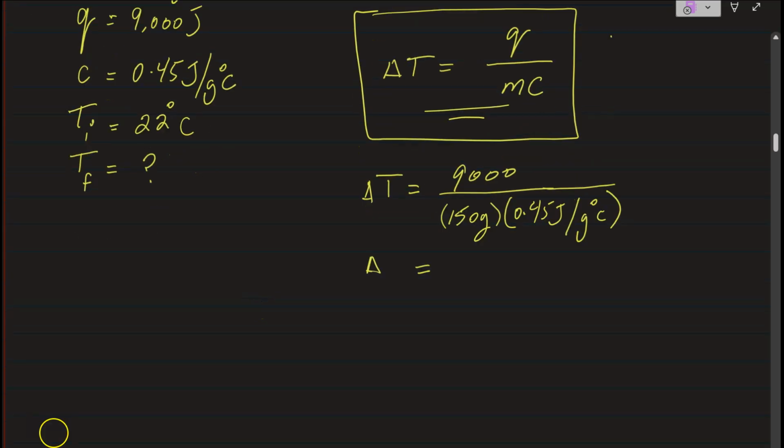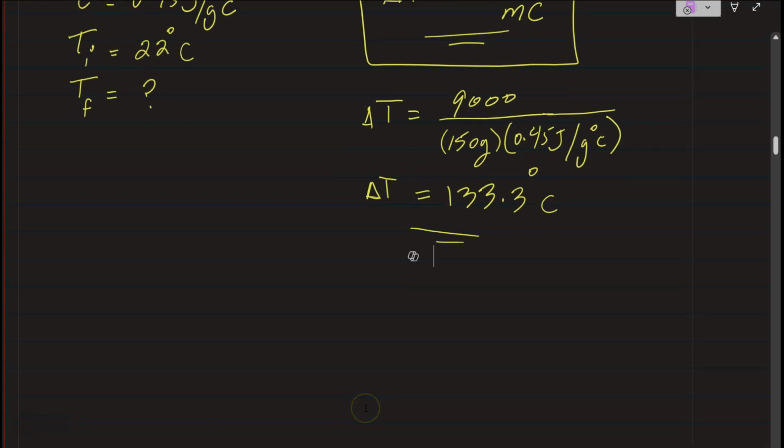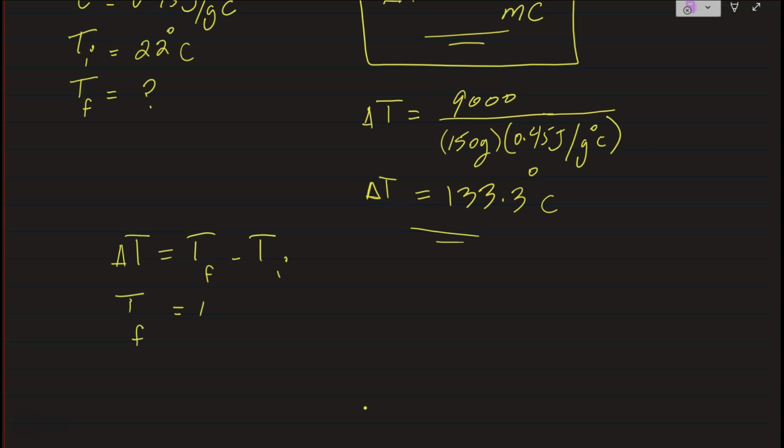So for delta T, we get 133.3 degrees Celsius. That's the change in temperature. We want to find what T final is. So remember, delta T was T final minus T initial. So we just have to solve for T final, and that is T final equals delta T plus the initial.